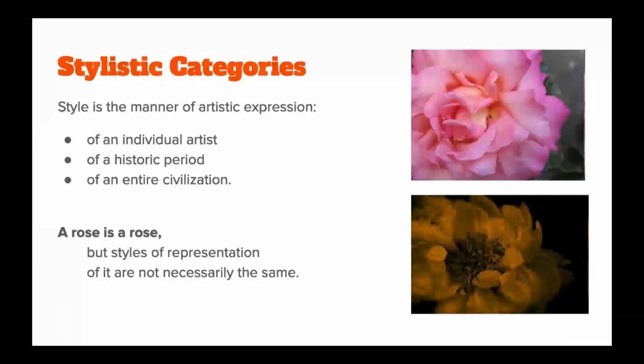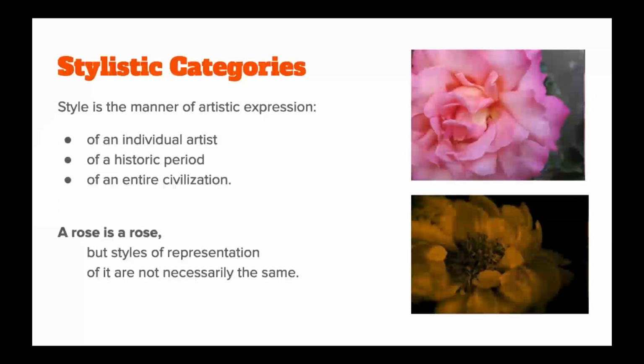There's also other ways we can think about art, and we're talking about stylistic categories. A stylistic category is sort of a manner of artistic expression. It could be an individual artist, a historical period, or an entire civilization. You can apply it to as big or as small as you'd like, as long as you set the description to appropriately describe it in an adequate way.